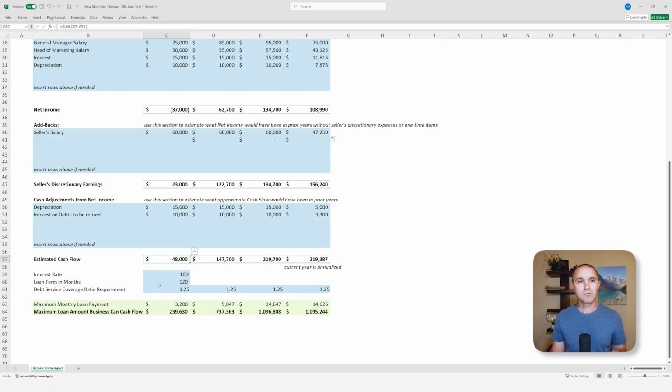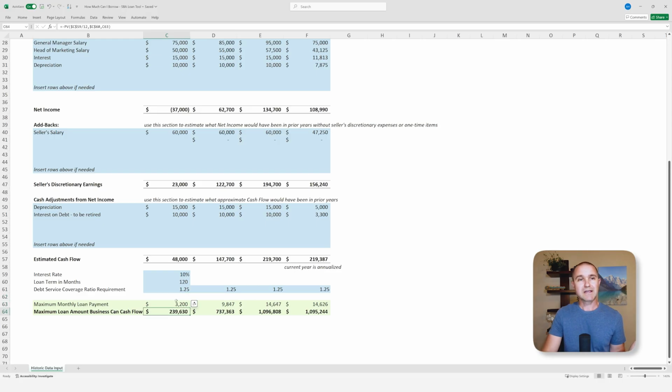All right, so what we're doing down here is we're taking your 48,000, dividing by 1.25, and then dividing by 12 months to come up with the maximum monthly loan payment that you can cash flow here. So we're saying 3,200 here. If we ask what's 3,200 times 12? That's 38,400. So 48,000 here is 1.25 times $38,400. All right, so that's how we're getting at that.